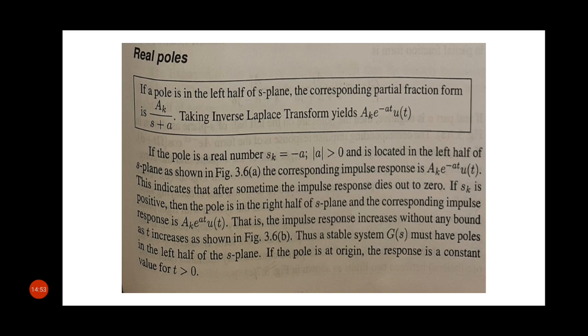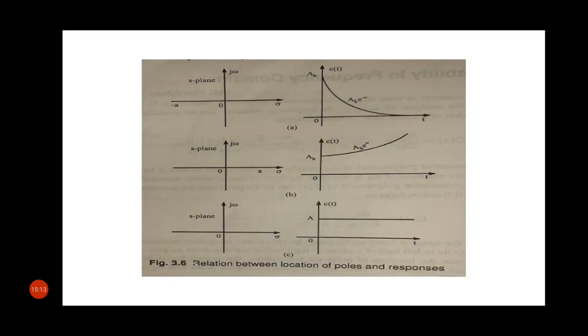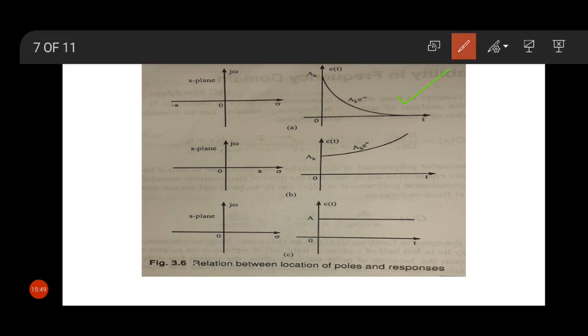So, if the pole is a real number, then sk equals minus a, and mod of a is greater than 0 and is located in the left half of the s-plane as shown in the first figure, that is figure A. Then the corresponding impulse response is Ak e to the power minus at, u(t), and it looks like this.